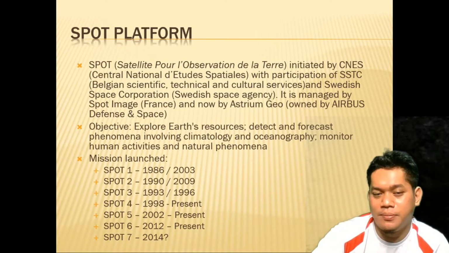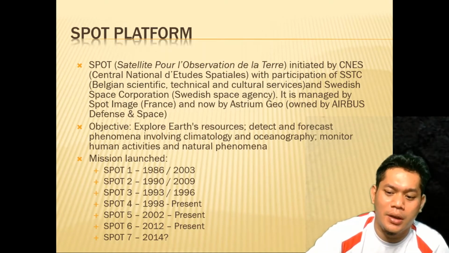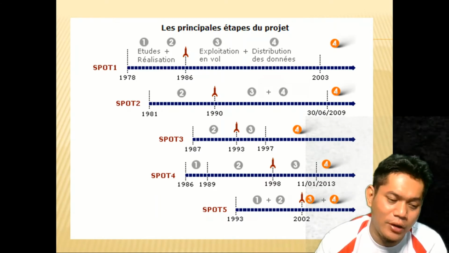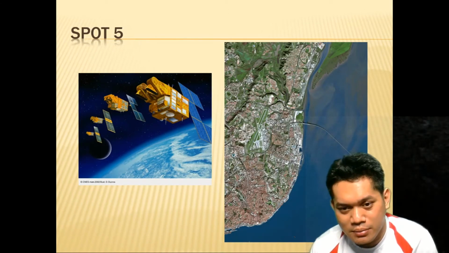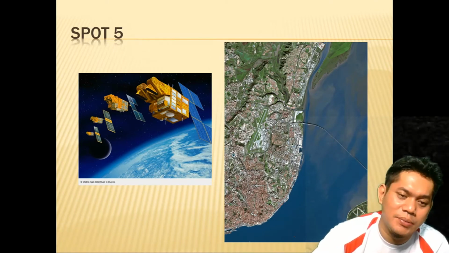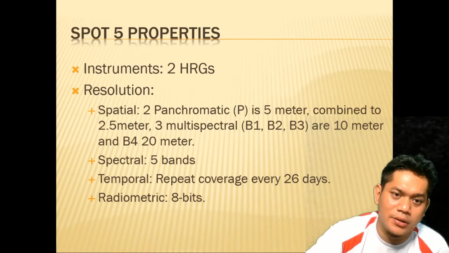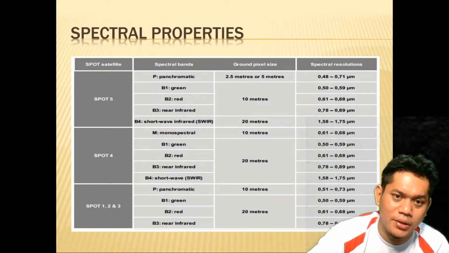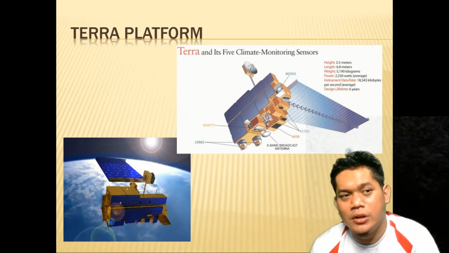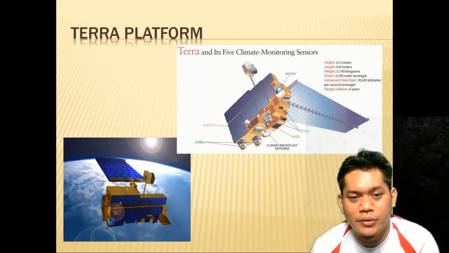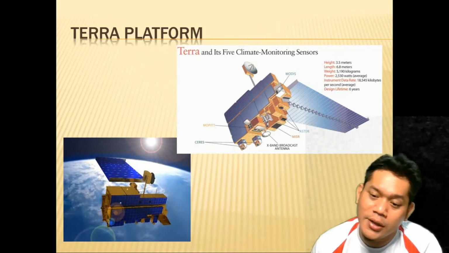We also have the Spot platform. Spot is basically from Europe. It's a paid one, whereas Landsat is a free one. Spot gives you much better images, where the spatial resolution is higher, which is 2.5 meters. And they have the TERRA, which is very good for you to observe the climate, weather, and also the ozone layer.